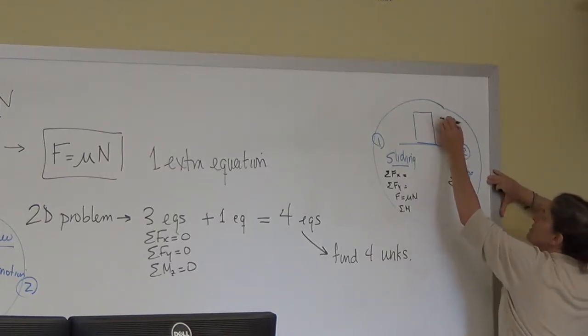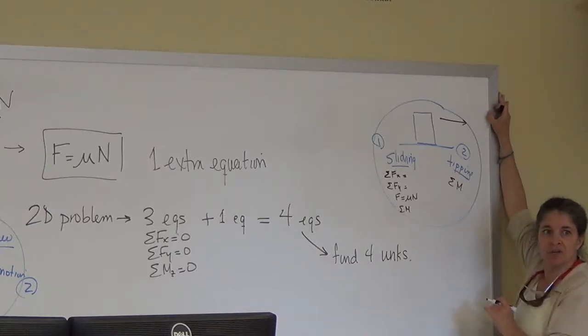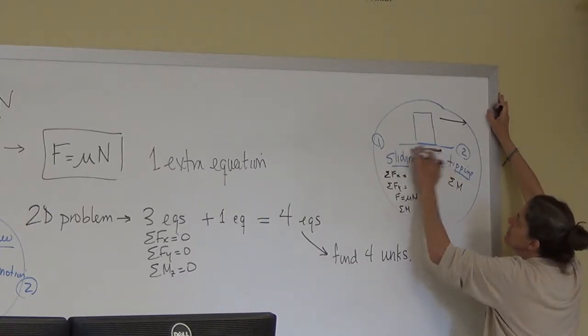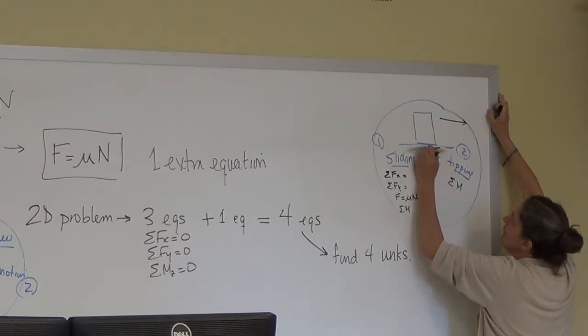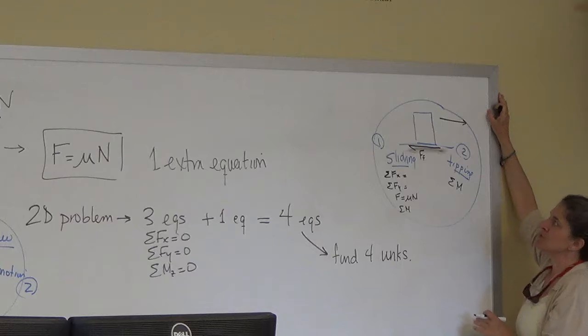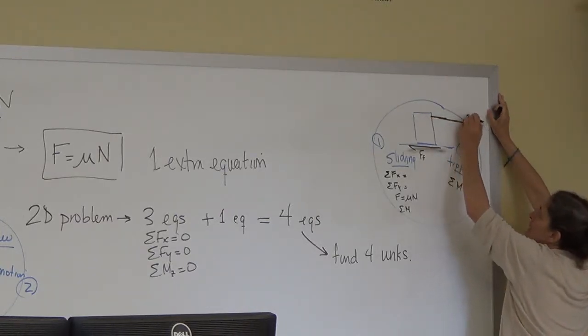So let's say it's trying to be pulled in this direction. Which way is the frictional force going? Opposite. So the frictional force is parallel to the surface going in that direction. So here's my frictional force, right? And let's say that there's a rope here, P.